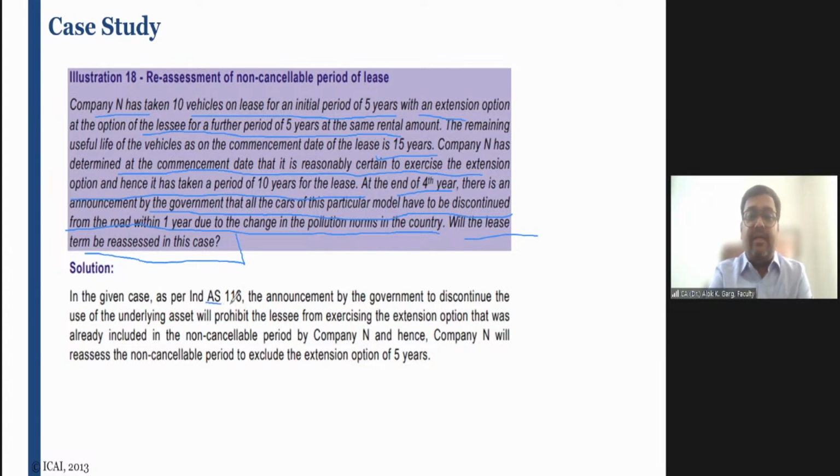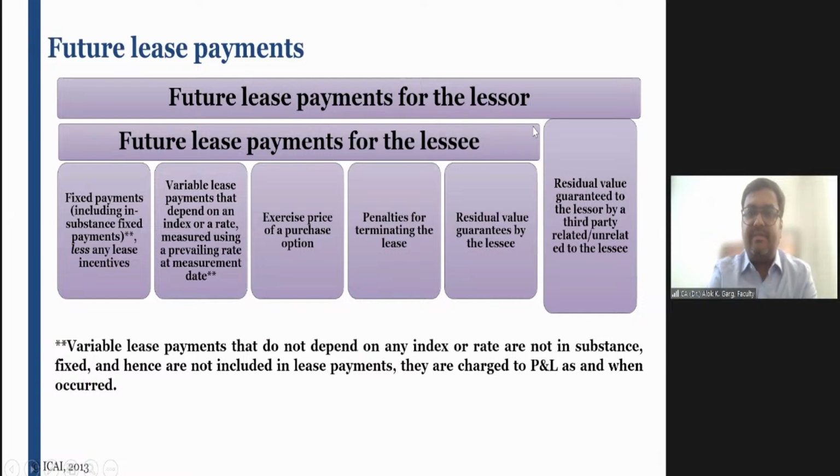In the given case, as per Ind AS 116, the announcement by the government to discontinue the use of the underlying asset will prohibit the lessee from exercising the extension option that was already included in the non-cancelable period by company N, and hence company N will reassess the non-cancelable period to exclude the extension option of 5 years. Right? So it is pretty clear, very simple. Right, friends? Is that clear to everyone?